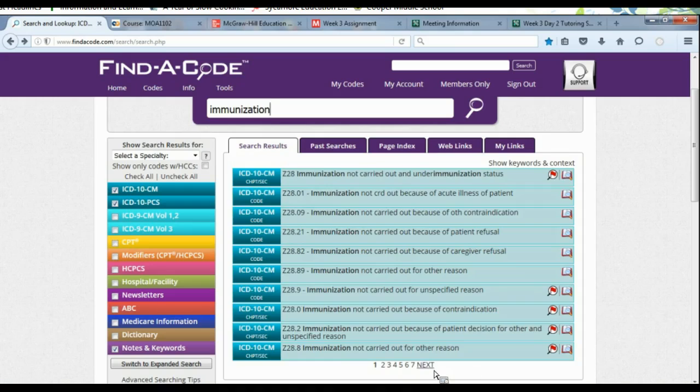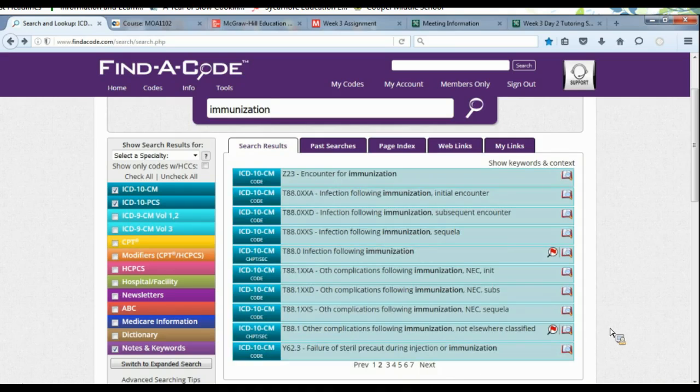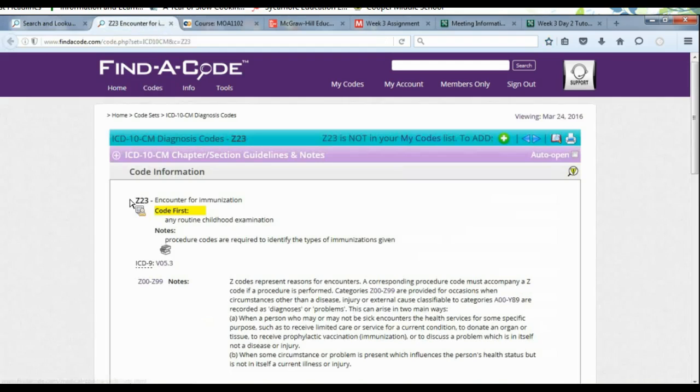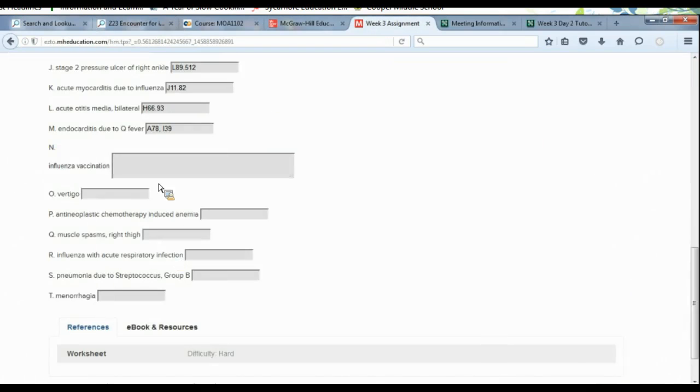So let's go to the second page. Okay, so we have encounter for immunization. Okay, now let's go back over here and say infection following. Nope, it didn't specify anything that occurred after or following the immunization. Okay, infection following immunization, subsequent. Nope, infection. No, all these are ruled out. So let's go ahead and look again at encounter for immunization. Encounter for immunization, code first any routine childhood examination. However, in this case, it's just one code only, just regular plain old encounter for immunization. Okay, so this would be our correct code. Z23. And that's all for that one.